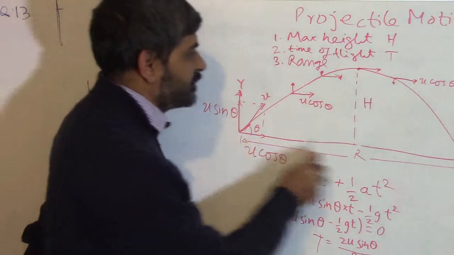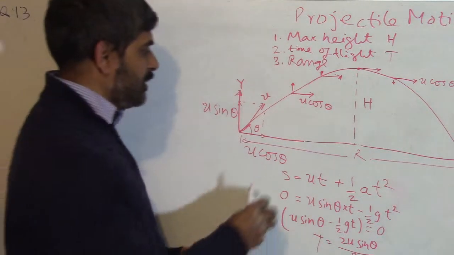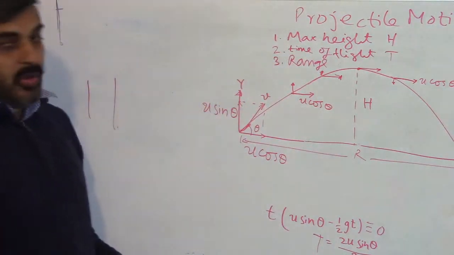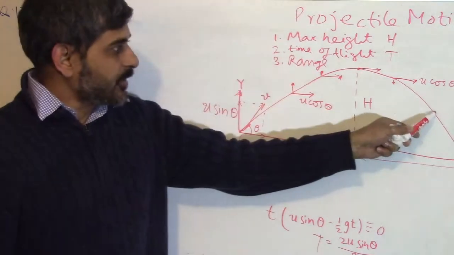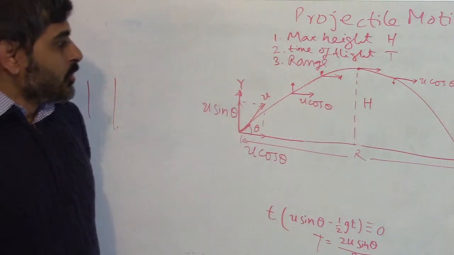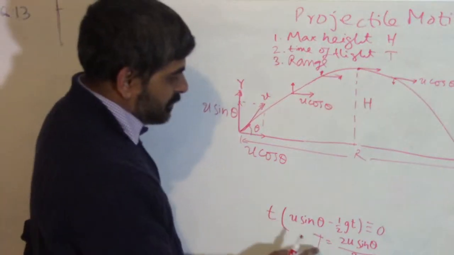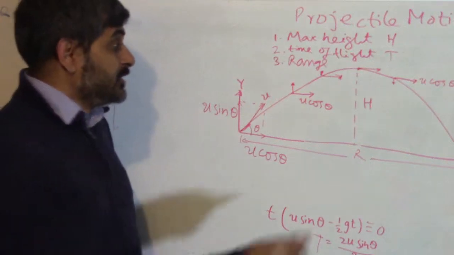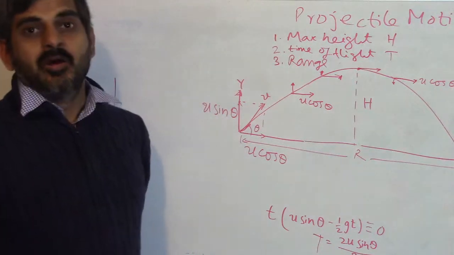And then we need to find out the range. And here comes the third and very simple use of a principle: the time t stays the same, whether you take the vertical motion or the horizontal motion. So consider this range, this path from here to here. It took time t equal to 2u sine theta divided by g. This is the time it will take to make this horizontal movement.